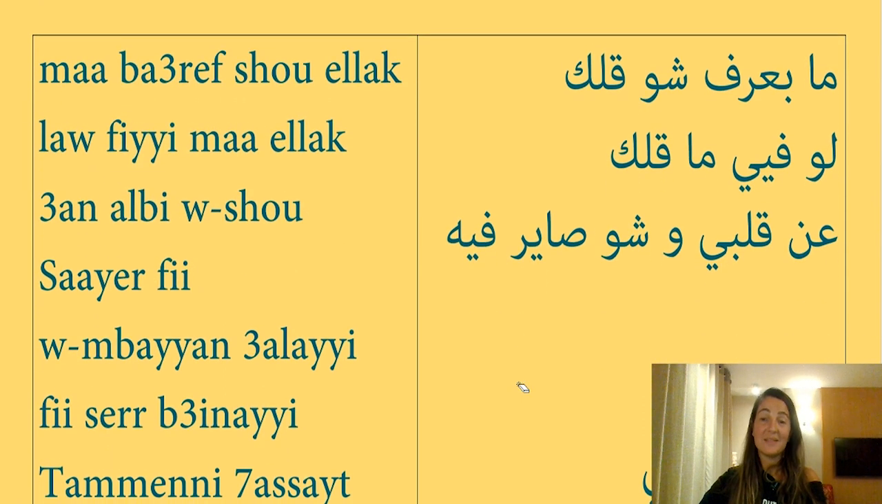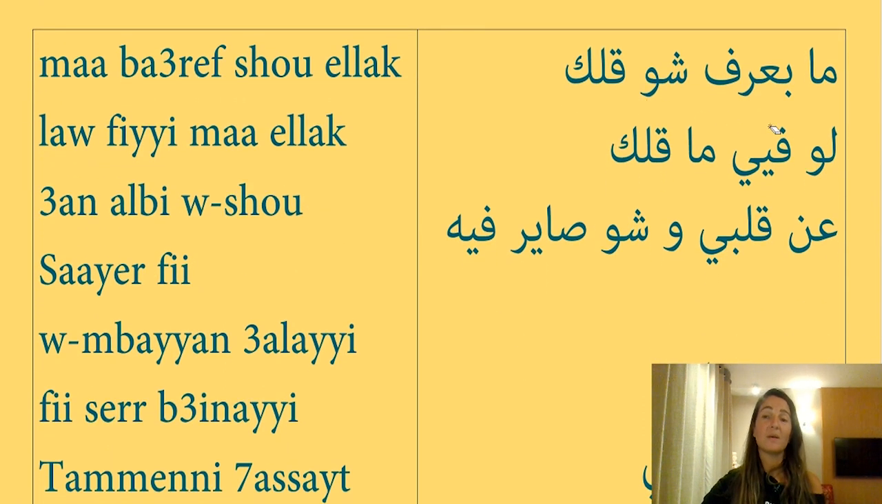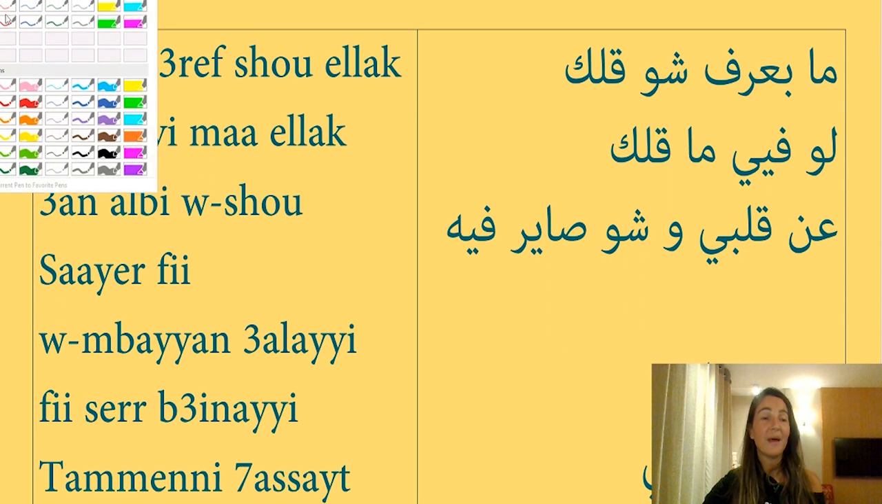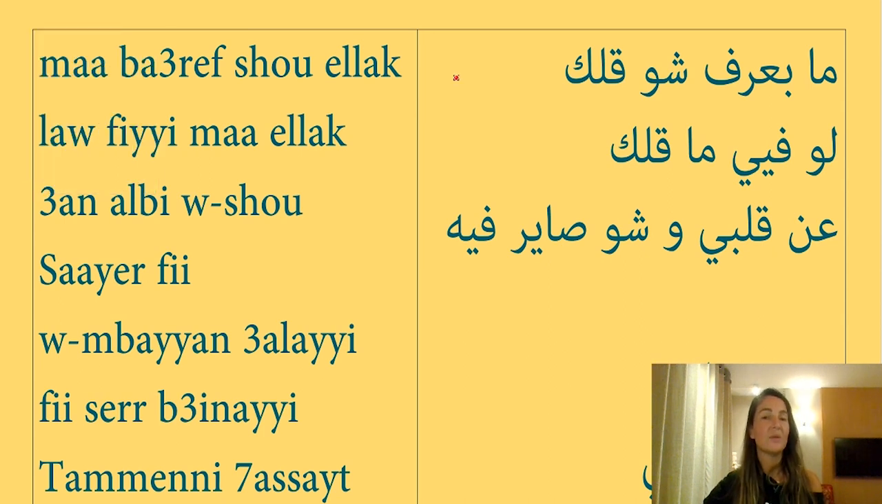She says, ما بعرف شو إلك. ما بعرف is I don't know. ما بعرف شو, what, إلك, I tell you. I don't know what I tell you, literally, but she means I don't know what to tell you. Again, we say أول when it's I tell, but because we added the أك, we have to pronounce it إلك instead of أولك. We remove this o. ما بعرف شو إلك. I don't know what to tell you.